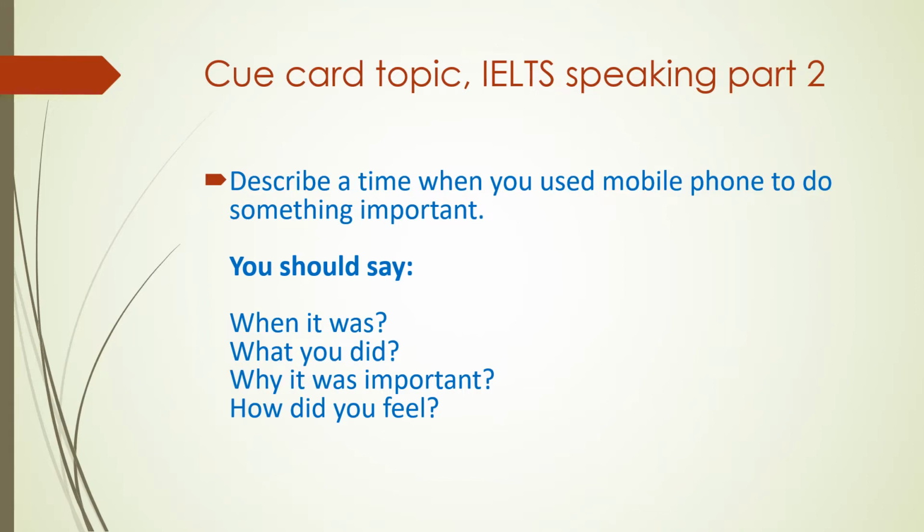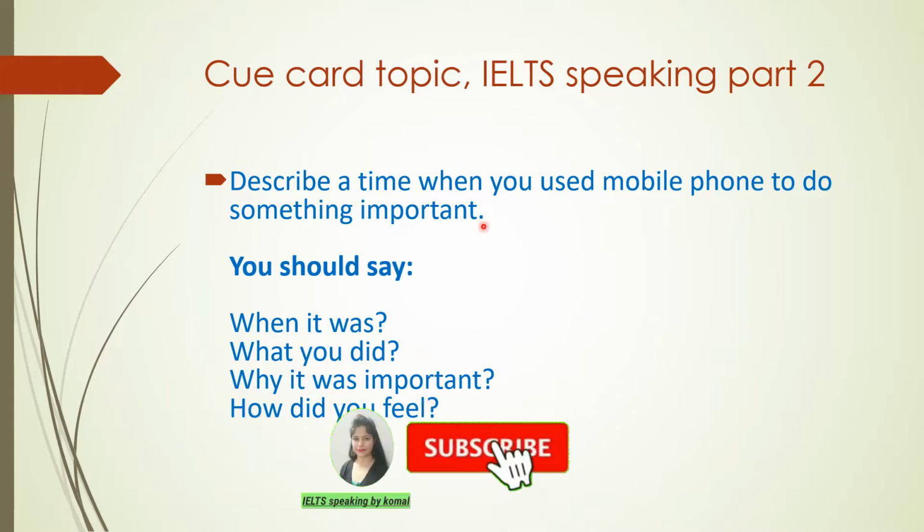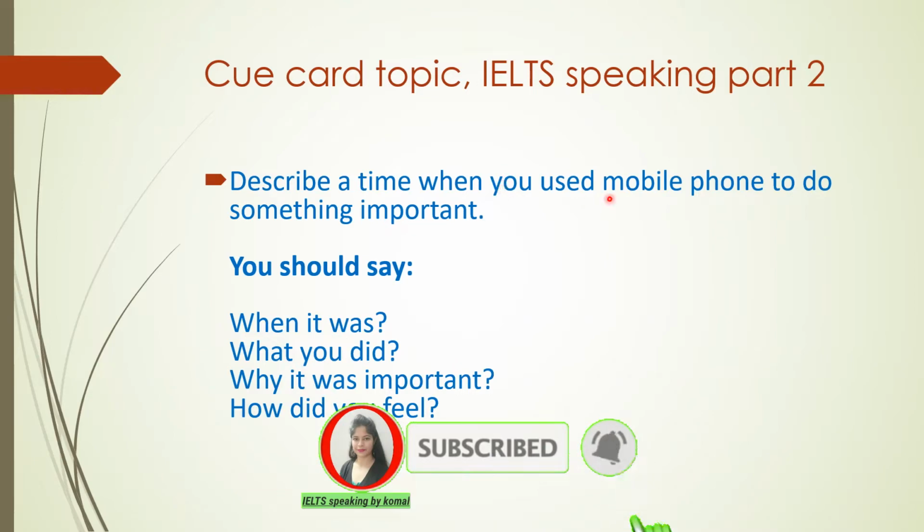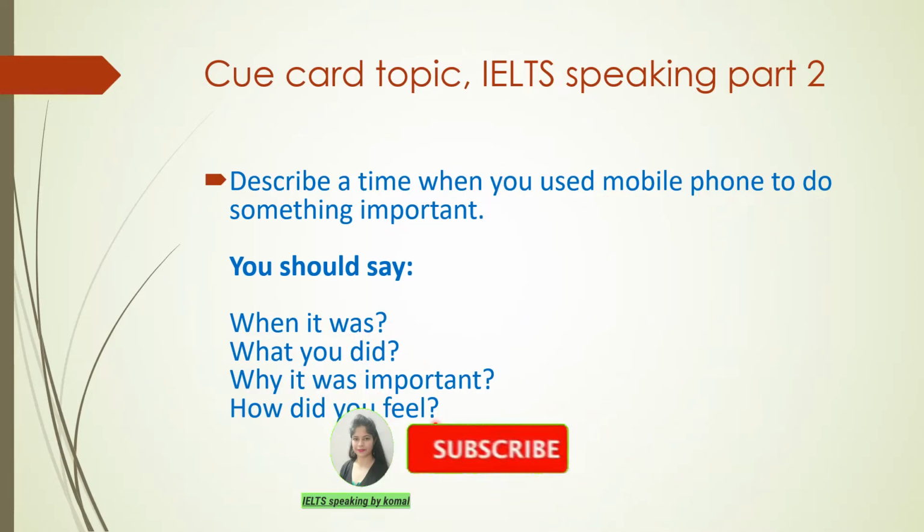Everyone, today's topic is: describe a time when you used a mobile phone to do something important. The bullet points are when it was, what you did, why it was important, and how you felt. Now this cue card is related to the past, as you can see from the verb, so you need to keep the past tense in your mind.